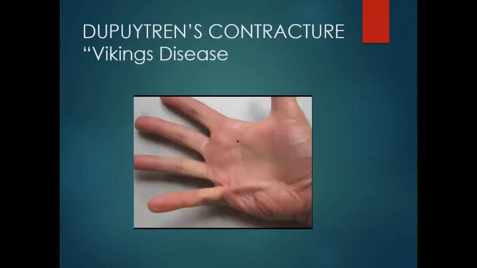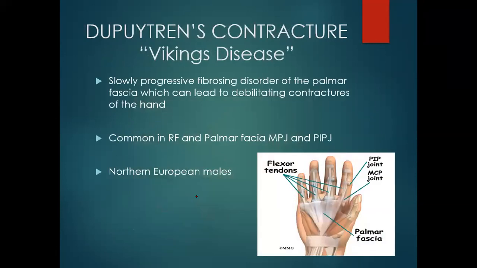Dupuytren's contracture, also known as Viking's disease. This is where the fascia of the palm gets really contorted and scar-like and causes almost a deformity of the hand. Basically what happens is a slowly progressive fibrosis of either the flexor tendons, the PIP or MCP joints, or the palmar fascia itself. It's really consistent with Northern European males, and that's why they call it the Viking's hand. You also might see it with rheumatism.